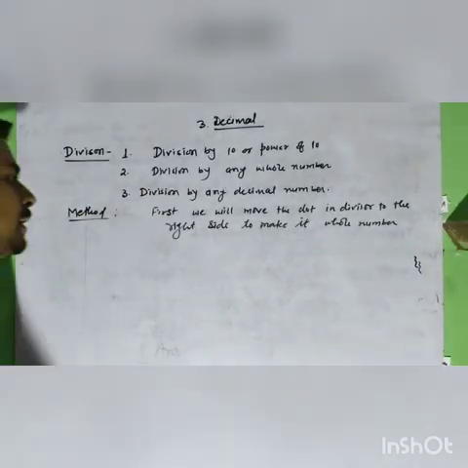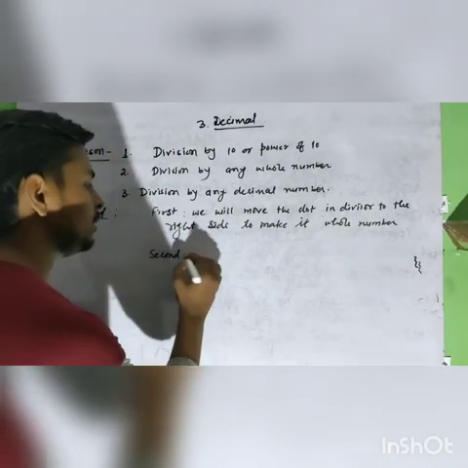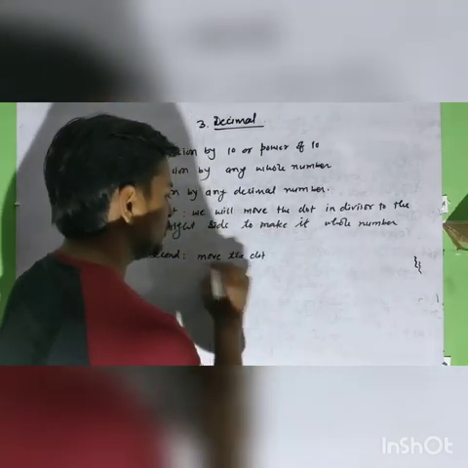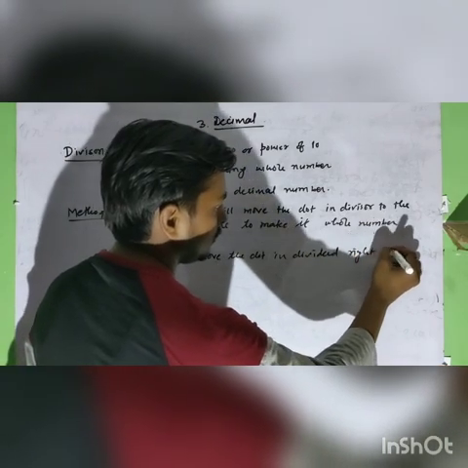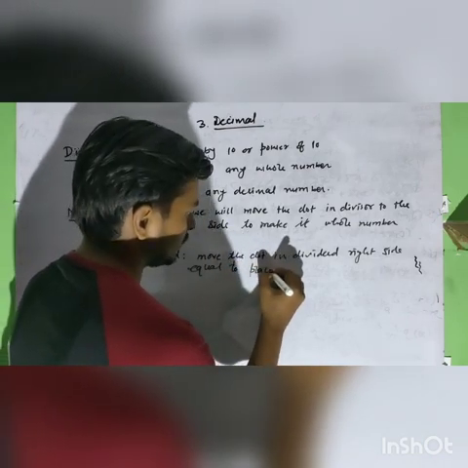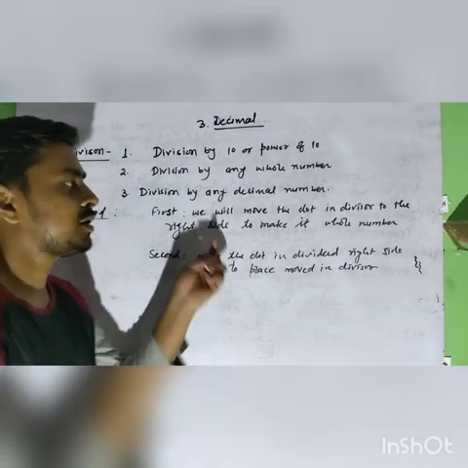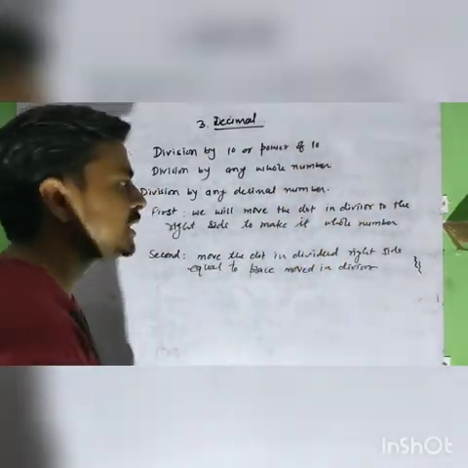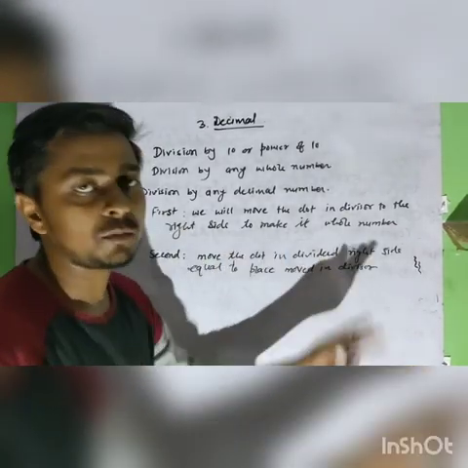After this we will take one example, then it will clarify more. And the second step is that move the dot, this dot is the decimal point, in the dividend right side, equal to the places moved in the divisor. मीन्स सिंपल थिंग्स व्हाट, फर्स्ट हम जो डिवाइजर होगा उसके डेसिमल पॉइंट्स को राइट साइड मूव करेंगे जिससे कि वो होल नंबर बन जाए. जितना हम प्लेस राइट साइड मूव करेंगे डिवाइजर में, उतने ही प्लेस हम डेसिमल को डिवाइडेंट में भी मूव करेंगे.